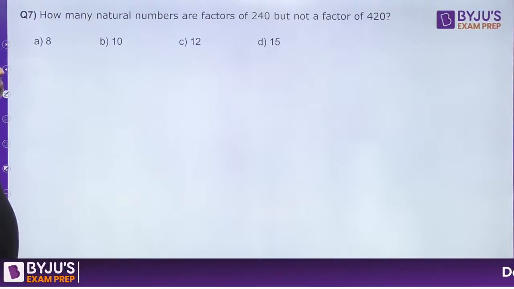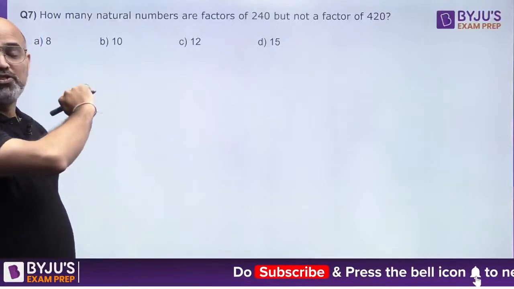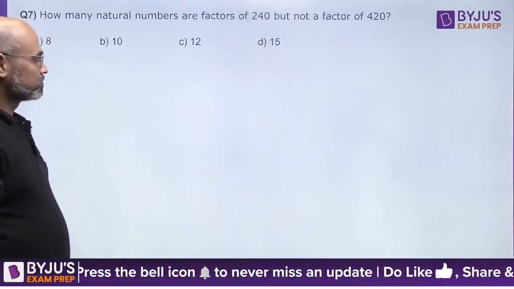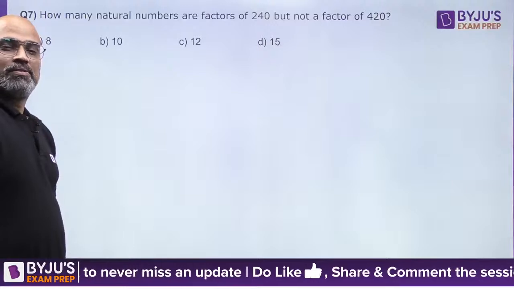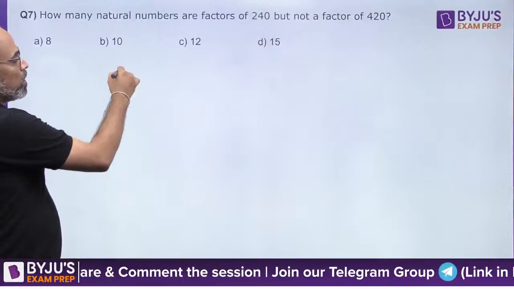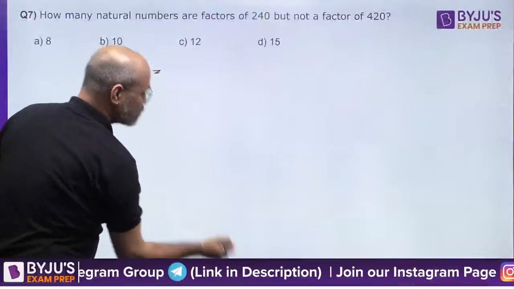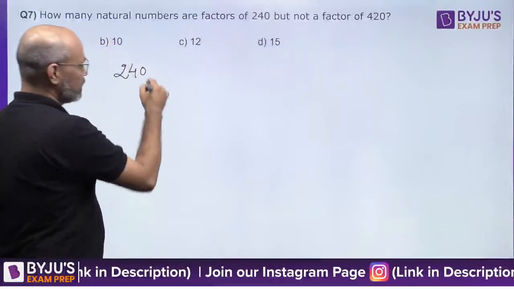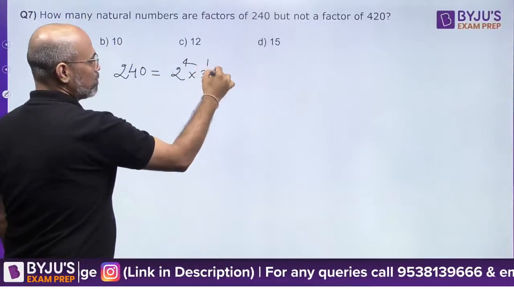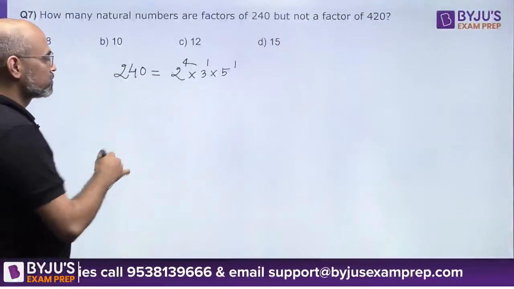Right. So Kamlesh is saying option A, as in there are 8 factors of 240 which are not factors of 420. ठीक है. So let's see. 240 is made up of, as in the prime factorization of 240 is 2 to the power 4 into 3 to the power 1 into 5 to the power 1. ये इसका prime factorization है.